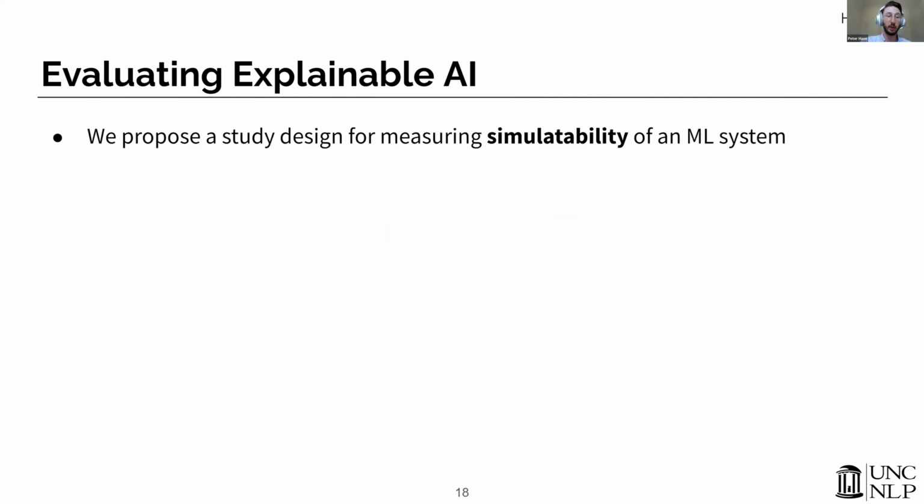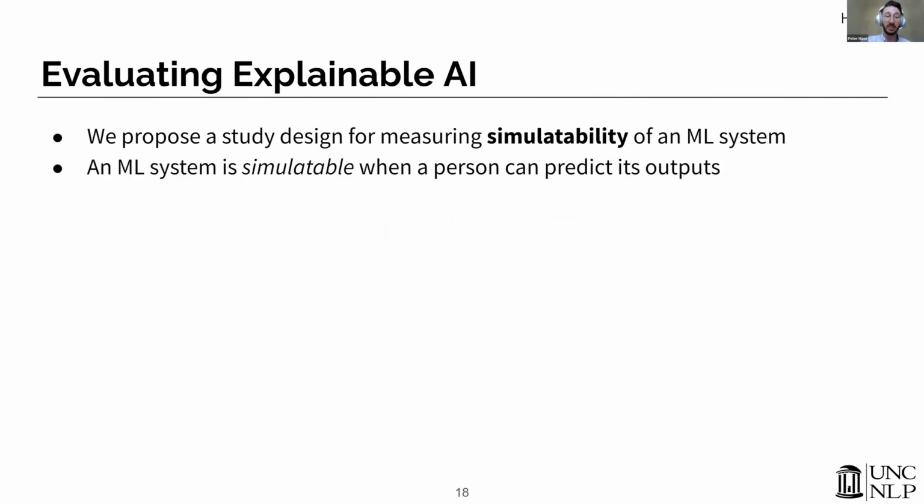So what we've done here is that we propose a study design for measuring something called simulatability of an ML system. An ML system is simulatable when a person can predict its outputs. Okay, so why is that useful? We do some kind of backward inference from this result.